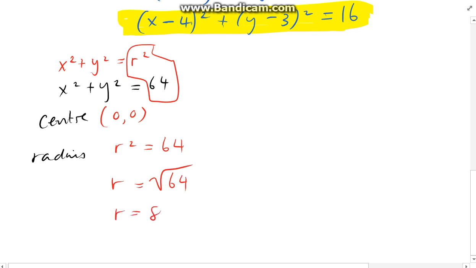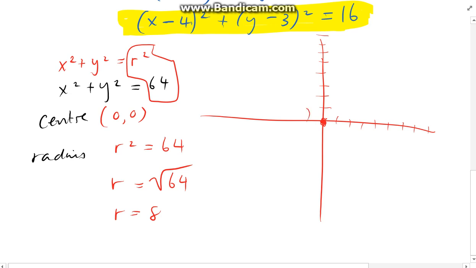Again, I could draw that easily if they give me my axes. Now this is obviously going to be drawn really roughly. My centre is 0, 0. My radius is 8, so go out to 8: 1, 2, 3, 4, 5, 6, 7, 8. And you know yourself, stick your compass pin in the centre, your pencil on 8, and go all the way around and draw your circle.